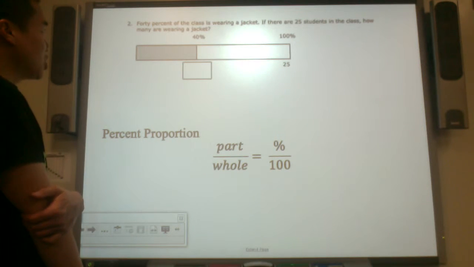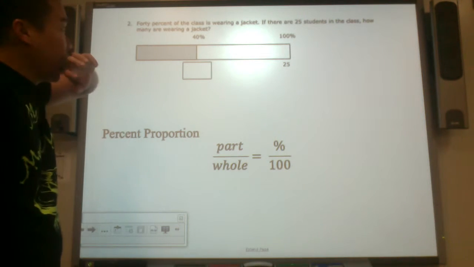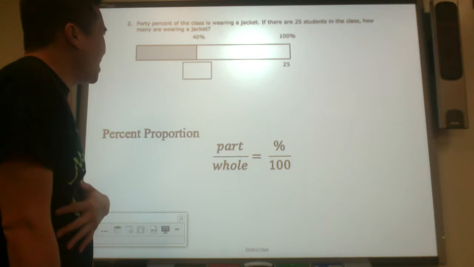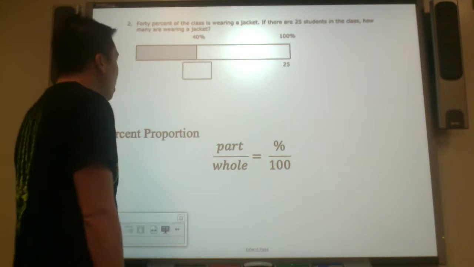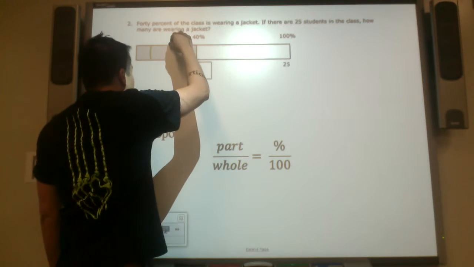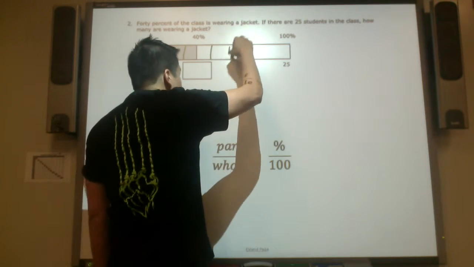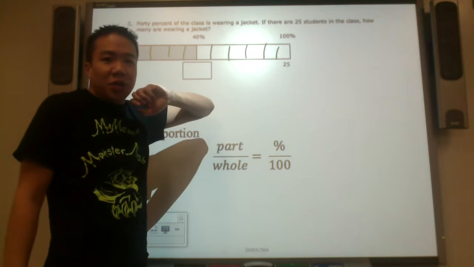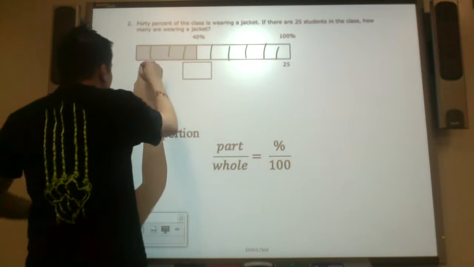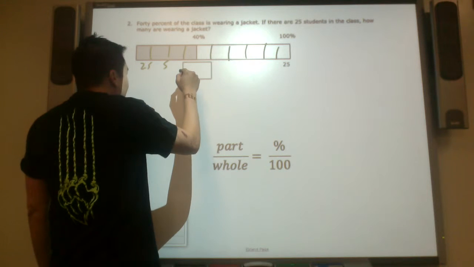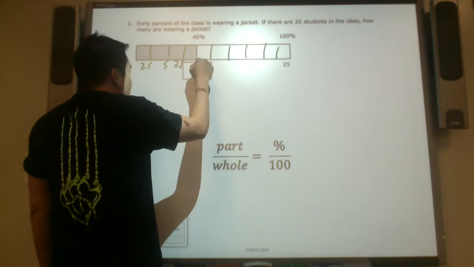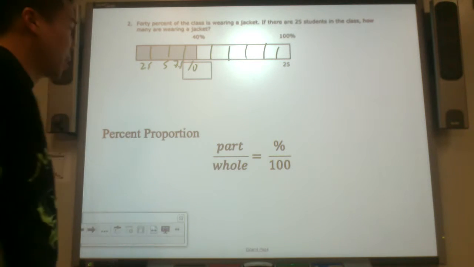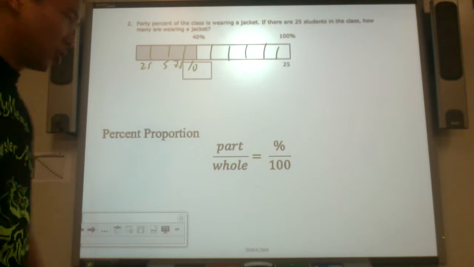40% of the class is wearing a jacket. That's a little less than half. If there are 25 students in the class, how many are wearing a jacket? A couple of ways you can do this. You can break it into 10%: 10, 20, 30, 40. If you break 25 students into 10 groups, there's 2.5 in each. 2.5, 5, 7.5, 10. 10 students will be wearing a jacket, because you cannot have a decimal of a student wearing a jacket.